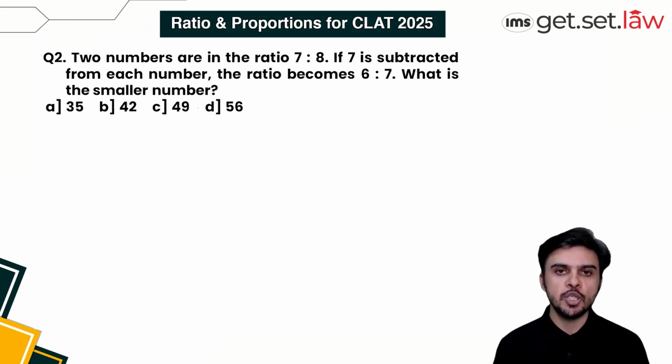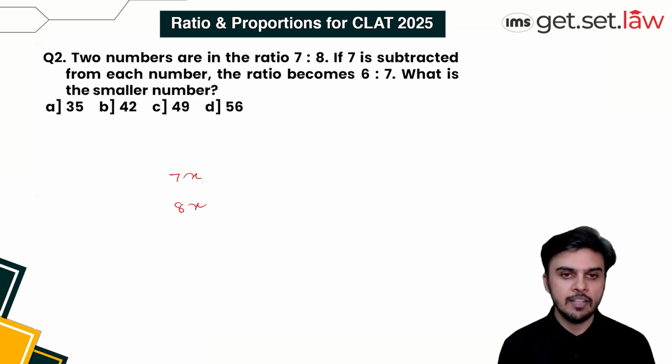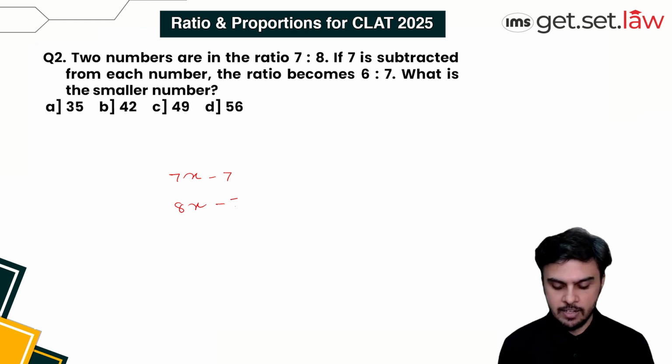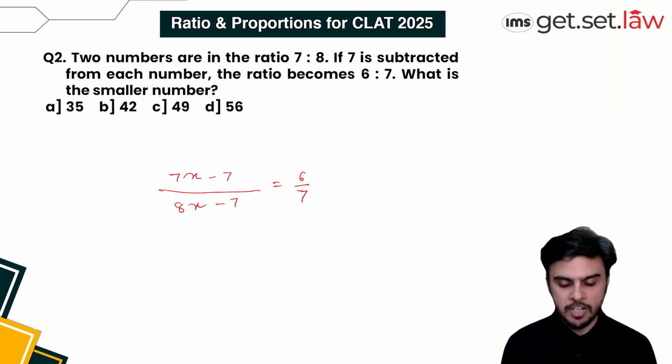Two numbers are in the ratio of 7:8. If 7 is subtracted from each number, the ratio becomes 6:7. What is the smaller number? So we can take two numbers as 7x and 8x. When 7 is subtracted from them, the new numbers become 7x minus 7 and 8x minus 7. And the new ratio is equal to 6:7. Ratio means division. When we take two numbers, ratio simply means division. Now we can just cross multiply.